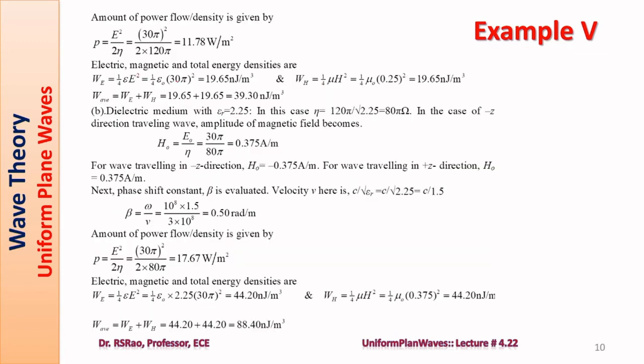Amount of power flow, or density, is given by this formula. P is E square by 2 eta. E is 30 pi. Eta is 120 pi. Substitution results in 11.78 watts per meter square.